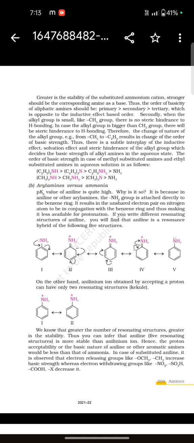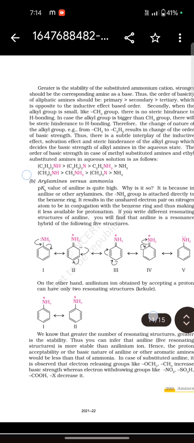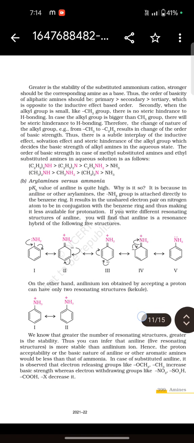base order. Secondly, when the alkyl group is small like the CH3 group, there is no steric hindrance to H bonding. In case the alkyl group is bigger than the CH3 group, there will be steric hindrance to H bonding. Therefore, a change of the nature of the alkyl group, for example from CH3 to C2H5, results in a change of the order of basic strength. Thus, there is a suitable interplay of inductive effect, solvation effect, and steric hindrance of the alkyl group, which decides the basic strength of alkyl amines in the aqueous state.